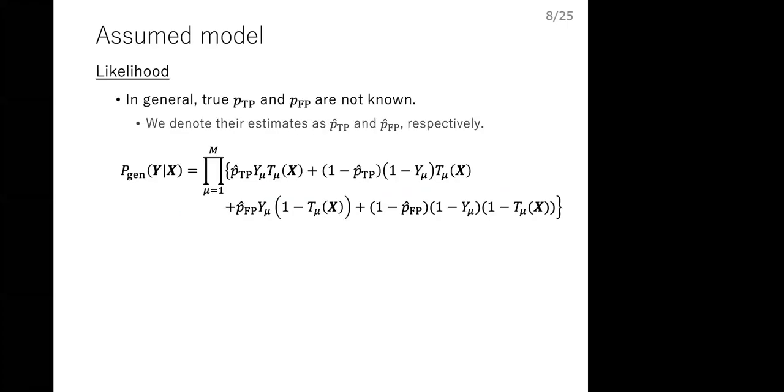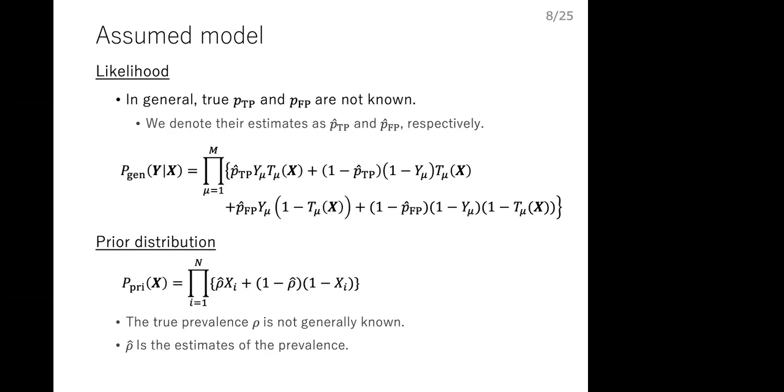In general, we do not know the true values of PTP and PFP, so we replace them with their estimates denoted by variables with hat. Further, we introduce a prior distribution of patients using the prevalence law. This prevalence is also not known in advance. Hence, we use its estimate denoted by a hat variable.